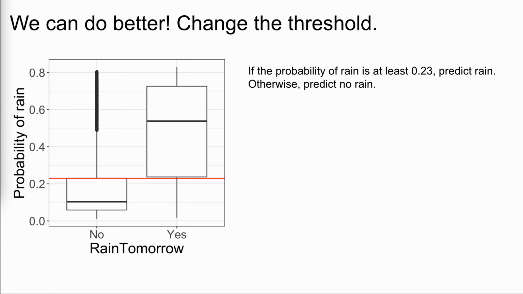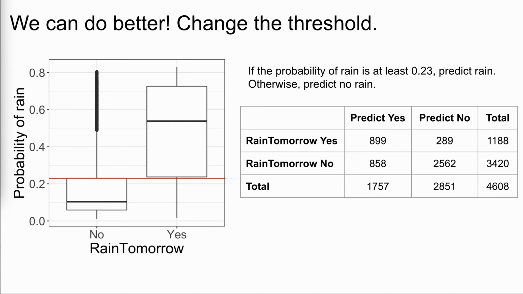Now notice that the majority of the rainy box at right is now appropriately above the threshold, and the majority of the non-rainy box at left is below the threshold. In turn, this changes our predictions. And if our predictions change, then our evaluation metrics change. Specifically, the confusion matrix is different with this threshold than it was using a 0.5 threshold.